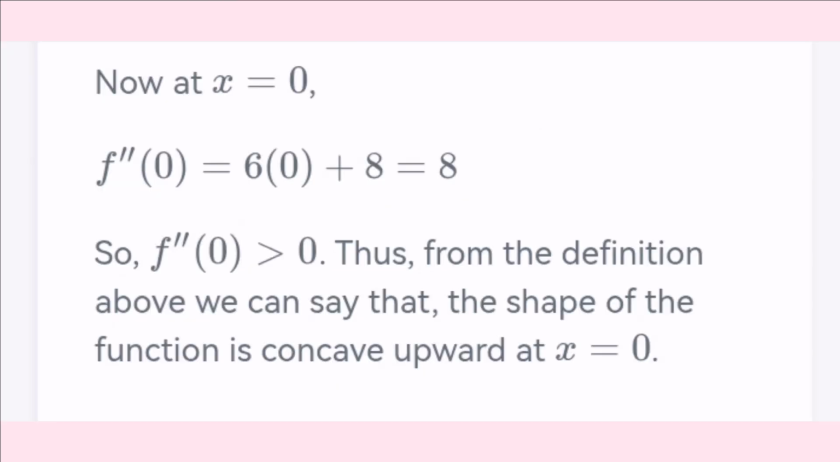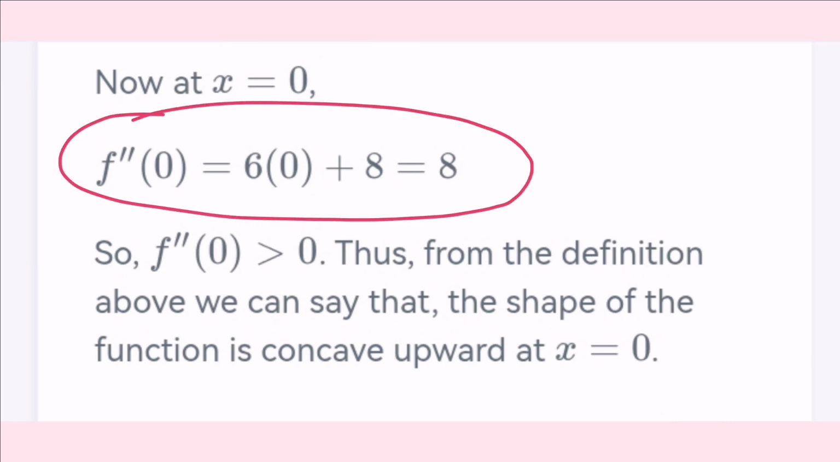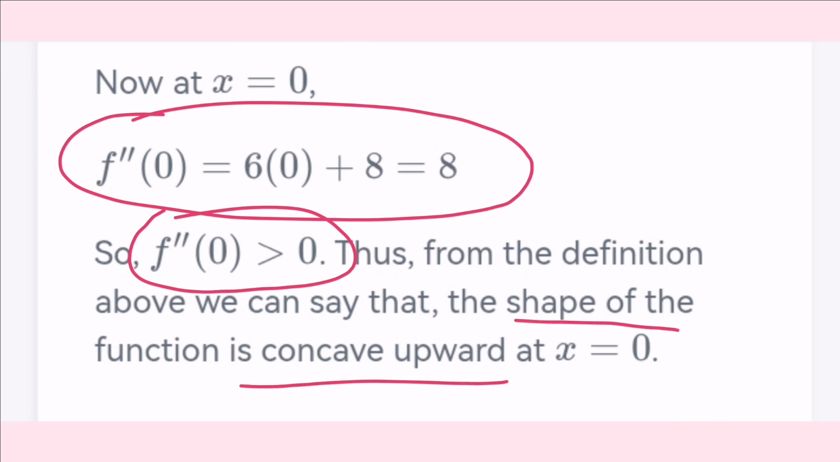Now, at x equal to 0, the second derivative is equal to 8. So this means that f double derivative at 0 is greater than 0. Thus, from the definition above, we can say that the shape of the function is concave up at the point x equal to 0.